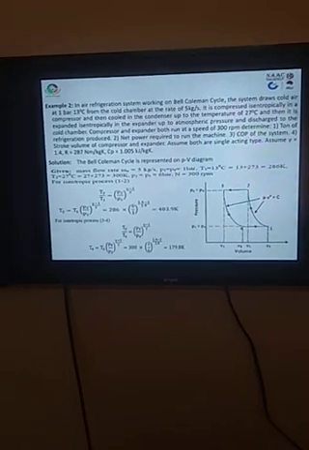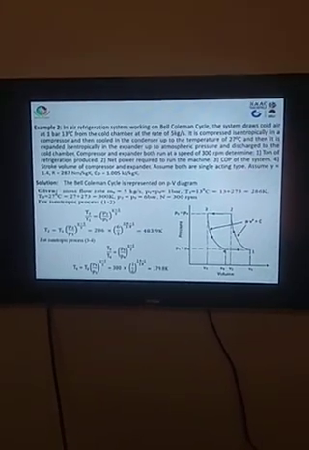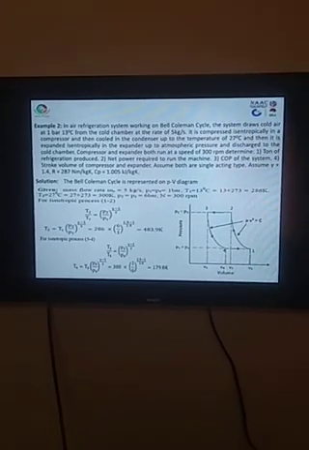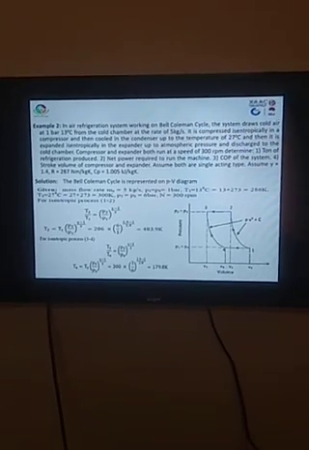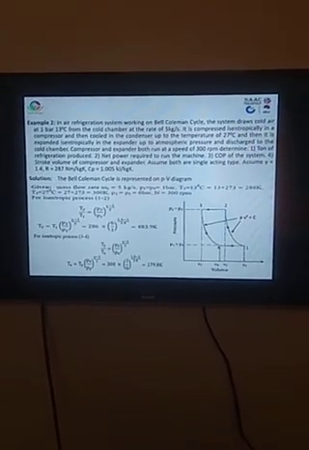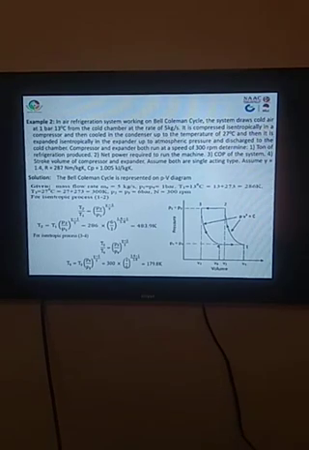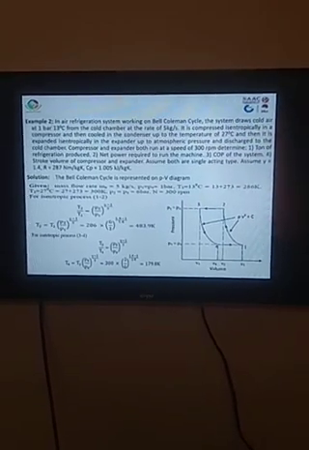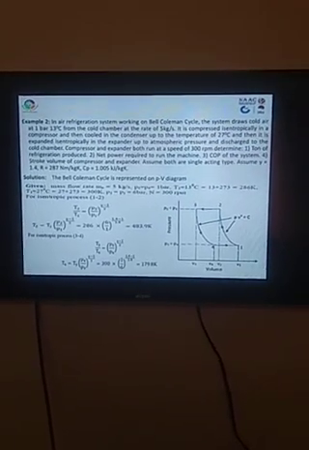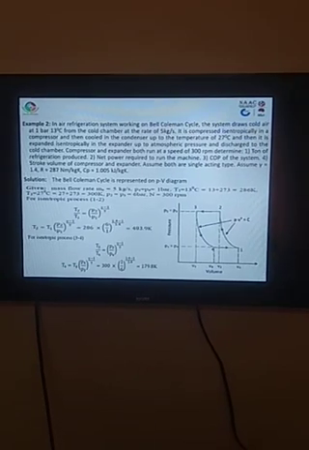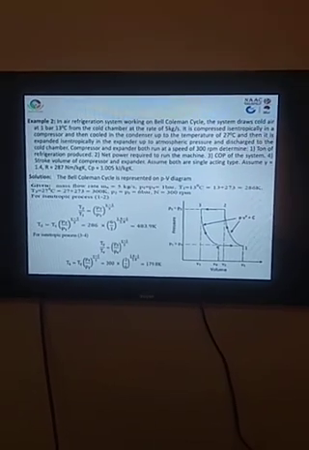Now moving to the second example. In the second example, the statement is like this. In an air refrigeration system working on the Bell-Coleman cycle, the system draws cold air at 1 bar pressure and 13 degrees centigrade temperature from the cold chamber at the rate of 5 kg per second.